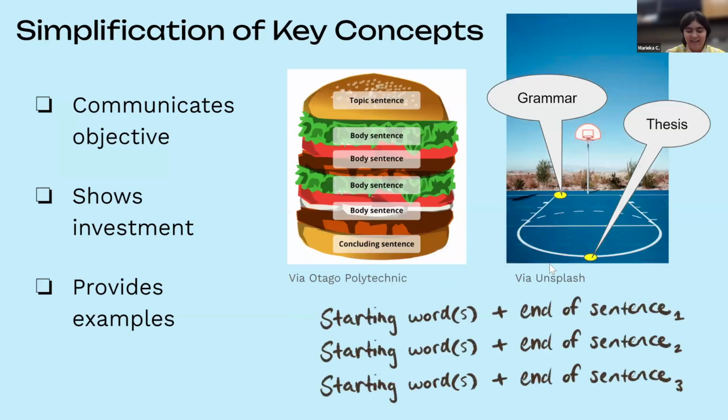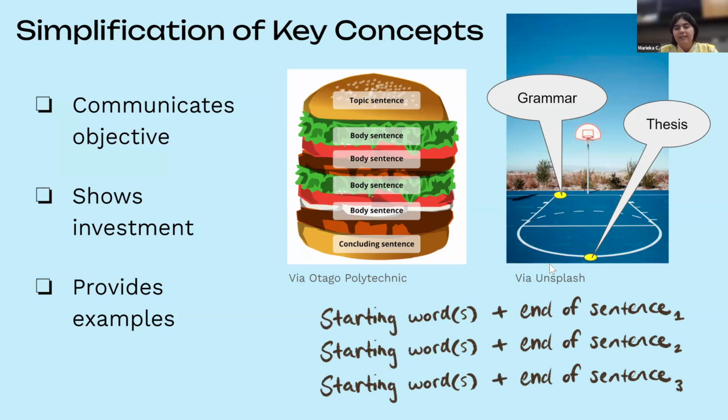For my last example here, I have the simplification of key concepts. This is very broad, and we can be very creative with this and apply this in fun ways. So simpler, you can think of the hamburger paragraph that I think a lot of us have seen before with the topic sentence, body, body, body, conclusion. But we can get more unique and more tailored to student experience.